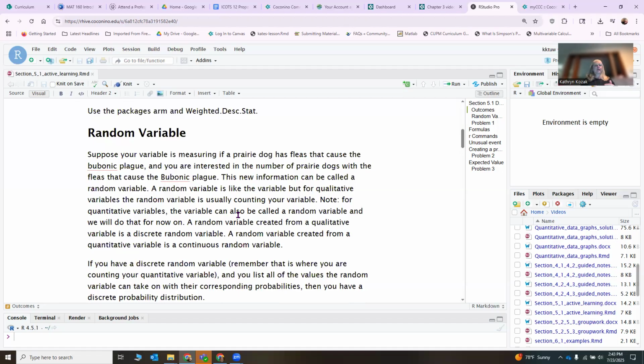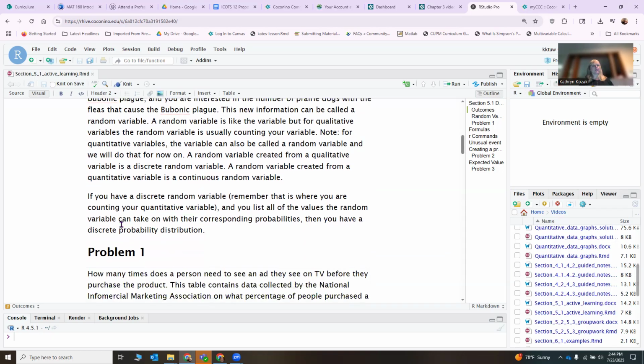For quantitative variables, the variable can also be called a random variable, and we will not do that for right now, but we will get into it. A random variable created from a qualitative variable or categorical variable is a discrete random variable. A random variable created from a quantitative variable is what we call a continuous random variable in most cases. If you have a discrete random variable, remember that you are counting your categorical variable, and you list all of the values that the random variable can take on with their corresponding probabilities. Then you have what we call a discrete probability distribution.